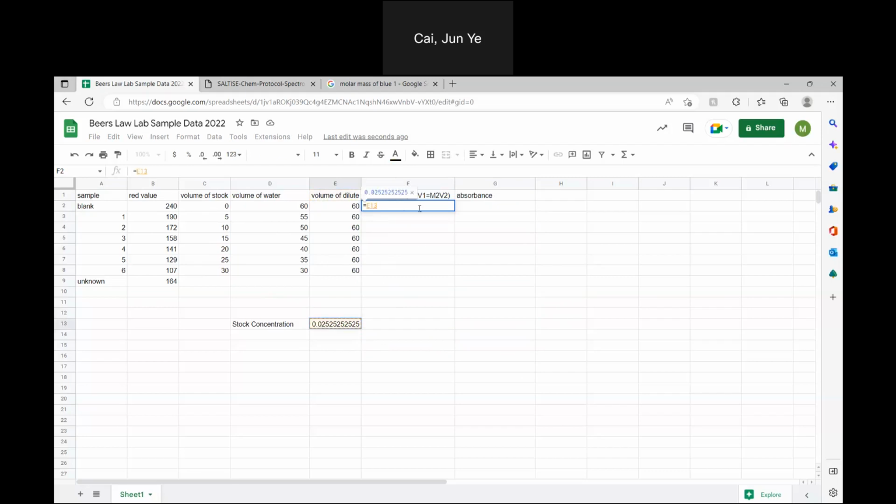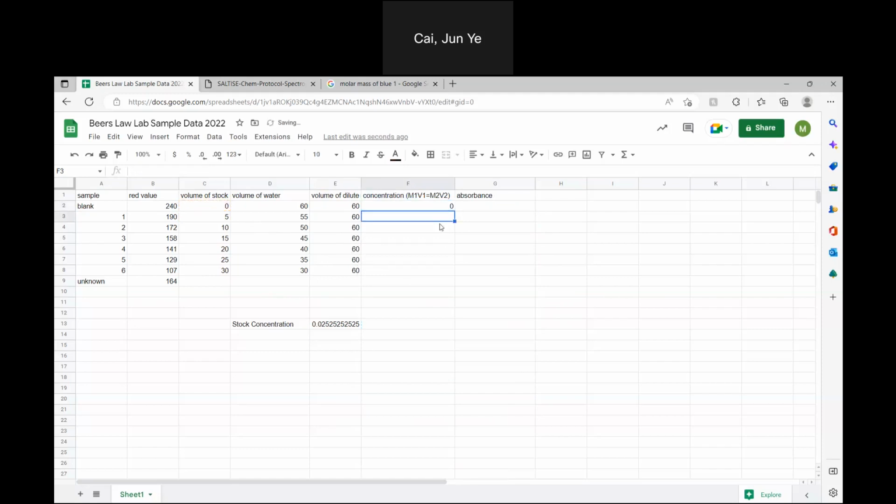I think it'd be better if we copy this value first and then press equal to this, times our volume, which in this case is listed in this column. So we could just type in C2, and then we divide that by the volume of our dilute, which is always 60 in this case, as you can see on the graph.